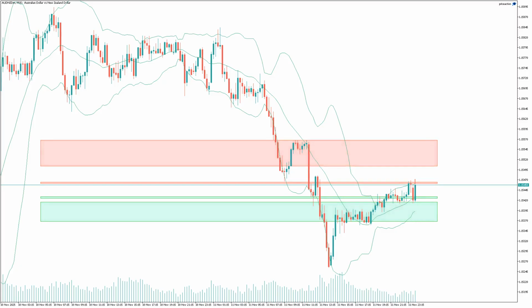Today, we're diving deep into the AUDNZD pair on the 15-minute and 1-minute charts. If you're looking for those critical insights and potential trading opportunities, you've come to the right place.